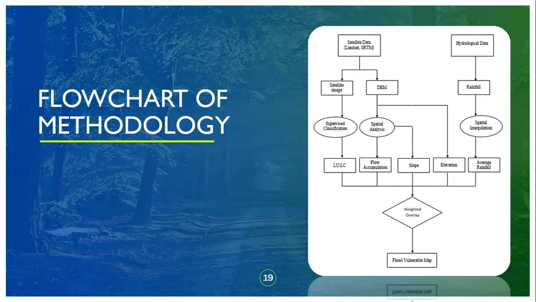Flowchart of methodology. Okay, by using satellite data, Landsat and SRTM, the satellite image is processed by using supervised classification to produce land use and cover. And by using satellite data also, we download the DEM and process it by using spatial analysis tools to produce flow information. And also we can create slope and elevation.